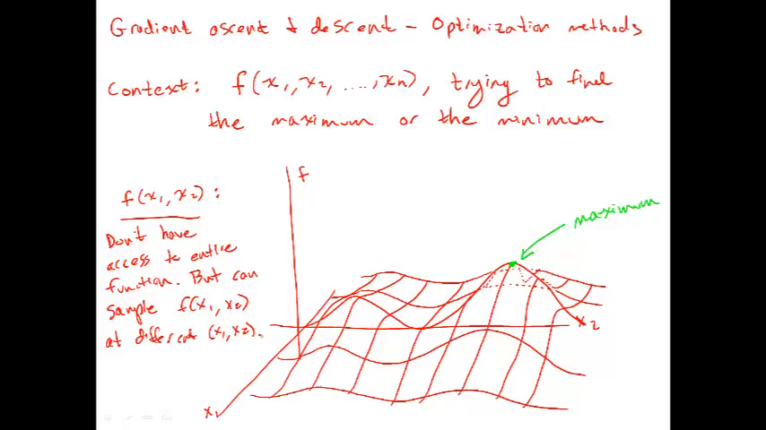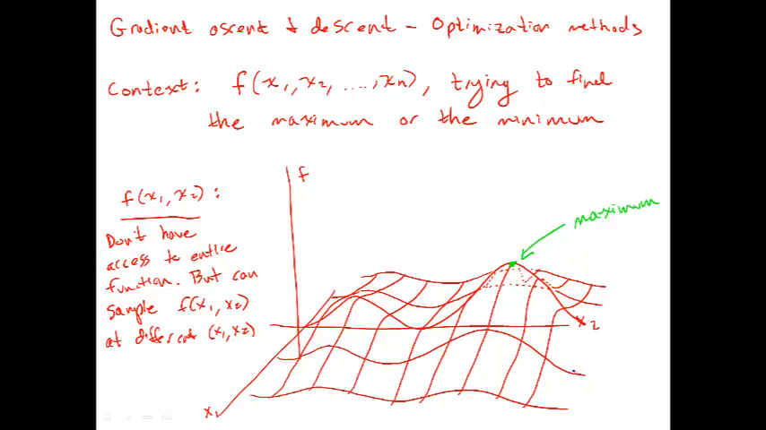And if I could do this with every x1 and x2, it would be very easy to see what the maximum of the function was. I would just choose the x1 and x2 that yielded the greatest value of f. However, this is often infeasible, especially if we have a very high-dimensional space of inputs. So what does one do?